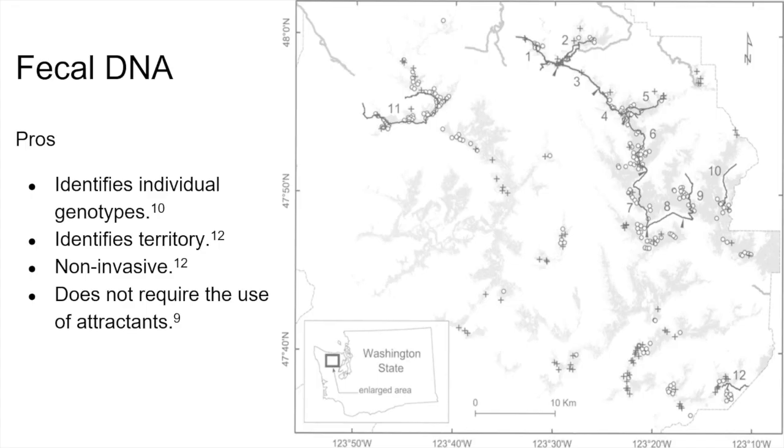Our second method is fecal DNA, and this method utilizes scat of the study species, which is collected and then genotyped to identify individuals. You can also identify territory and home range use. With this information, you are able to estimate the population size using mark recapture techniques. Collections can be done in multiple ways. However, the 2 most popular are humans using line transects or with the use of dogs using a grid cell system. The pros are that fecal DNA allows you to identify individual genotypes, it can identify territory, it's non-invasive, and it does not require the use of attractants, which can potentially minimize bias. The picture on the right is an example of scat transects used in a study on marmots.